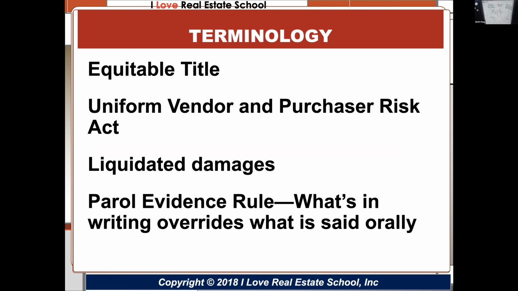Liquidated damages we already talked about. These are the dollars in the contract that, if you default, go to the seller, right? So the $5,000 that you put up is going to go to the seller. This last one they took out of the book, so I want you to write it down in the left-hand column. Parole evidence rule. P-A-R-O-L-E. Parole. And what it means is what's in writing overrides what's said orally. What's in writing overrides what's said orally.